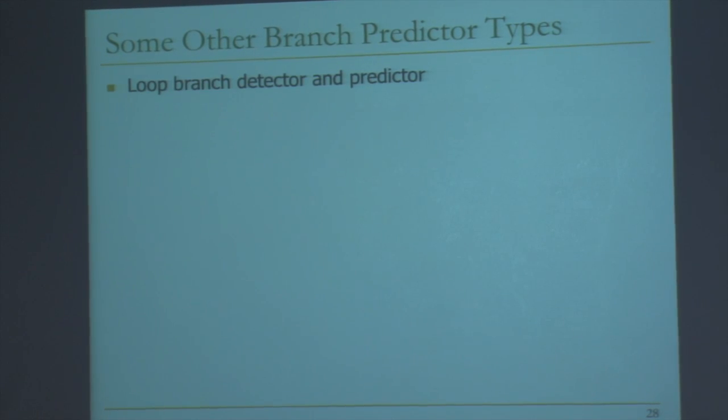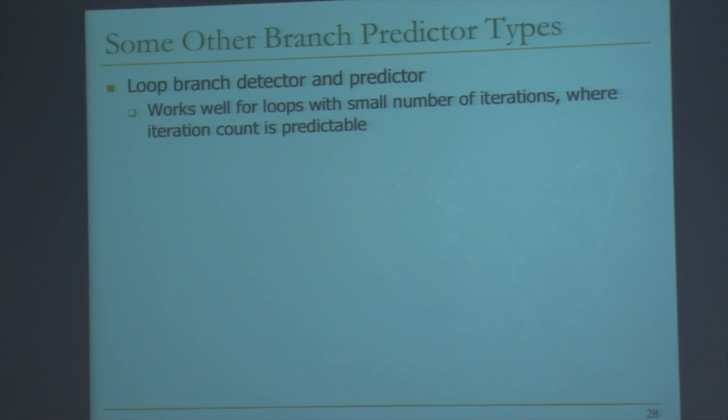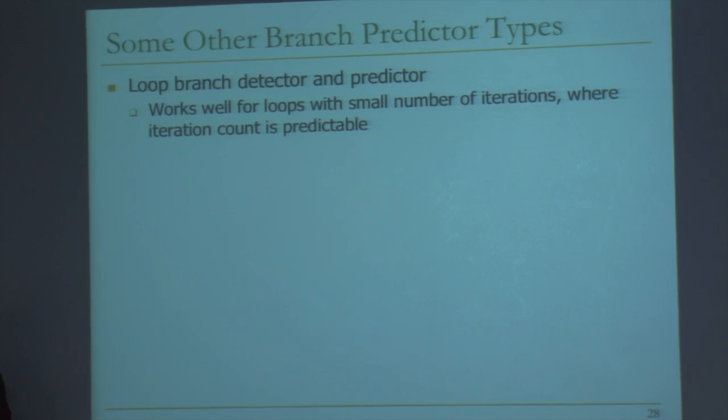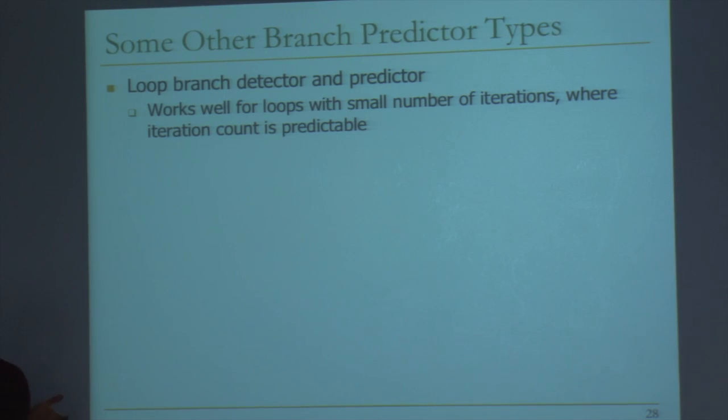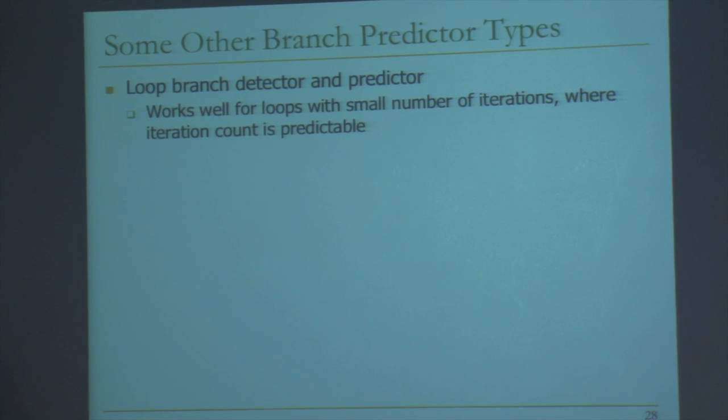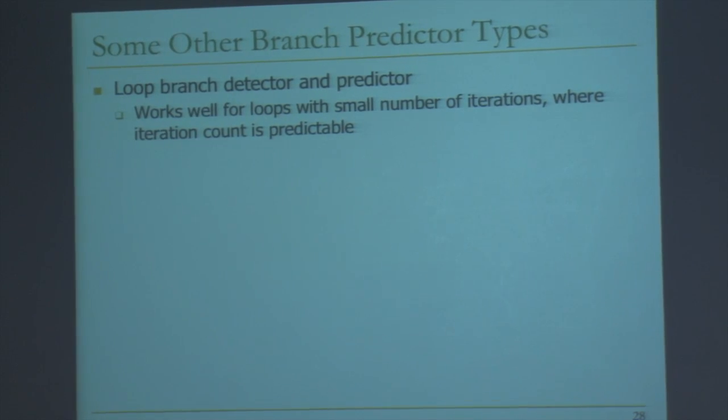People have developed many other things, loop branch detector and predictor. This works well for loops with small number of iterations where the iteration count is predictable. You can just filter that out. You can figure out what is a loop. And this is where the compiler could help. Although existing processors have loop predictors that detect the loops and predict them. I'm not going to go into how that is designed.